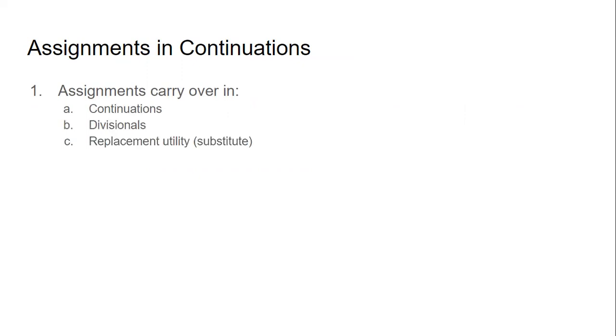For assignments and continuations, I mentioned this in the last video if you watched it, but basically the assignments carry over in continuations, like just basic continuations and divisionals and replacement utility, so substitute. But a new assignment is needed in the case of a continuation-in-part, right? Because you have new information, new aspects of the invention, and therefore a new assignment is needed.